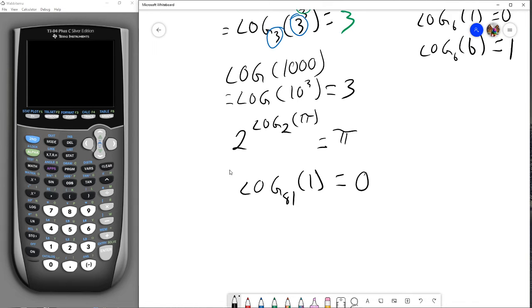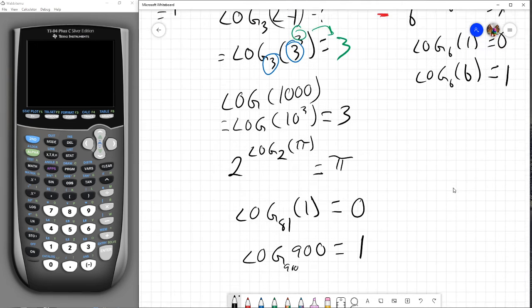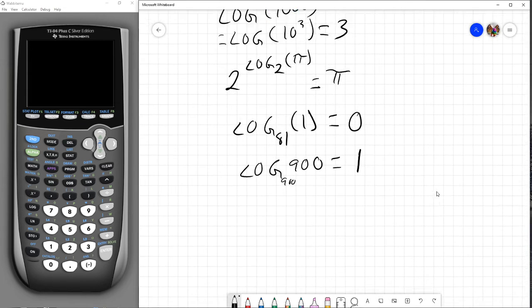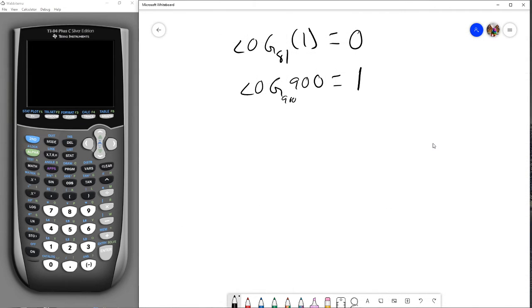Another example will be, how about log base 900 of 900? That will also be a 1, because the base here, the log base, would match the input. So 1. Or you can think the exponent here is just a 1 and think of it in terms of the first property. So there are some examples of simplifying some log expressions, and they all just immediately follow from the properties.